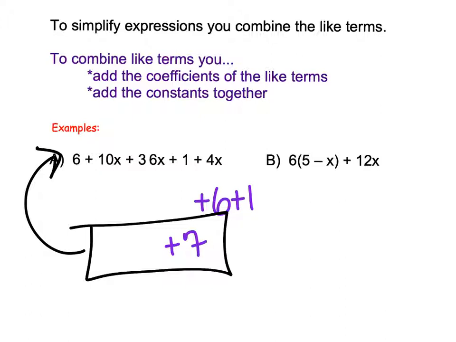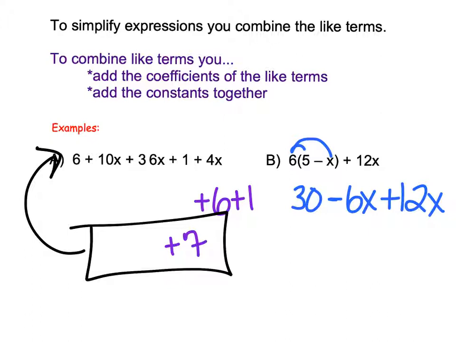Letter B is a little trickier. I have a distribution going on here. So if I was asked to simplify this, I would distribute that 6 first. 6 times 5 is 30, and 6 times x gives me a 6x. And then add on my 12x.